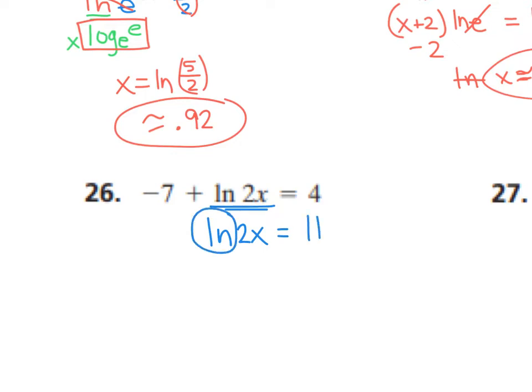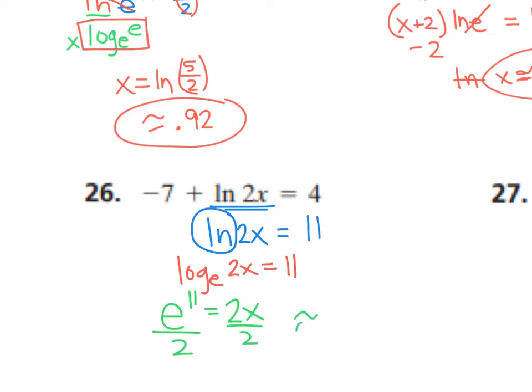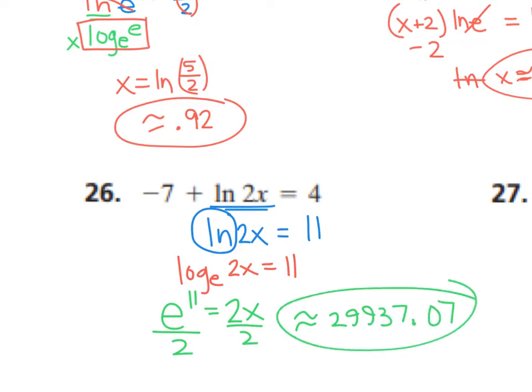Now we can write natural log as log base e of 2x equals 11, because the natural log is log base e. Now I can write this as an exponential equation, e to the 11th equals 2x. In that case, my answer is going to be e to the 11th divided by 2, so a very large number. So I do e to the 11th, divide that by 2, and I get approximately 29937.07 if I round to the nearest hundredth.